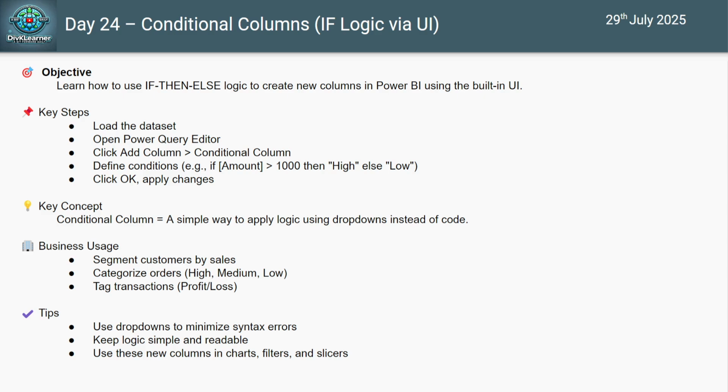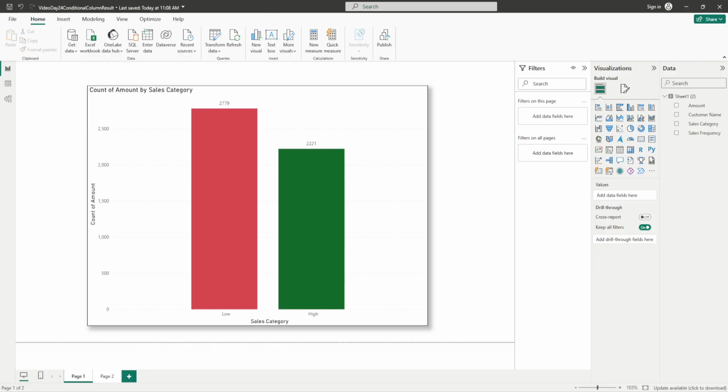Now we'll switch over to the conditional column, as it is one of the easiest ways to build logic. Like, if amount is greater than 1000, then high, else low. It's quick, it's visual, and it's perfect for the beginner. So we are going to show you a demo. Before I start building that, let me just show you.